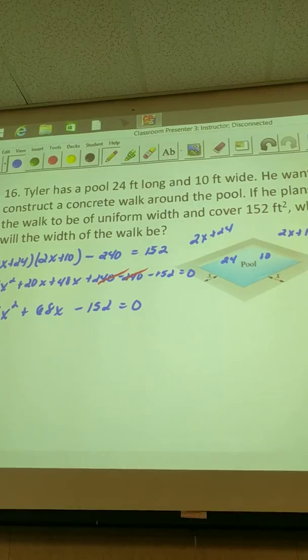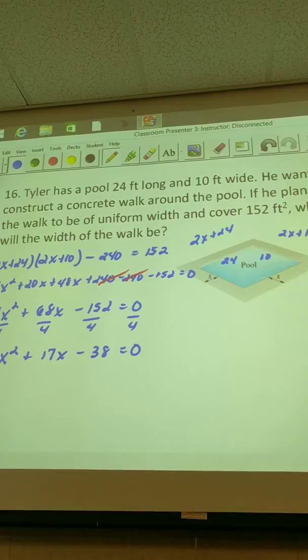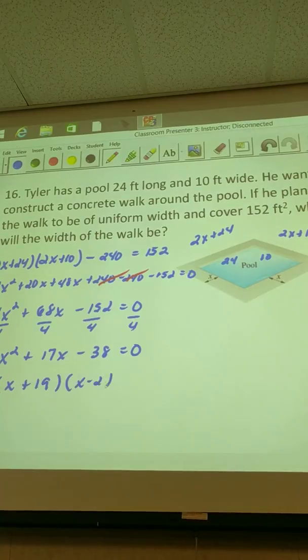Now you can throw those numbers in the quadratic formula if you'd like, but they all are divisible by 4, so to make life a little easier, you could divide by 4 everywhere. And now you can throw those numbers in the quadratic formula. A is 1, B is 17, C is negative 38, or this one's pretty easy to factor, and I'm going to just save myself some time and do that.